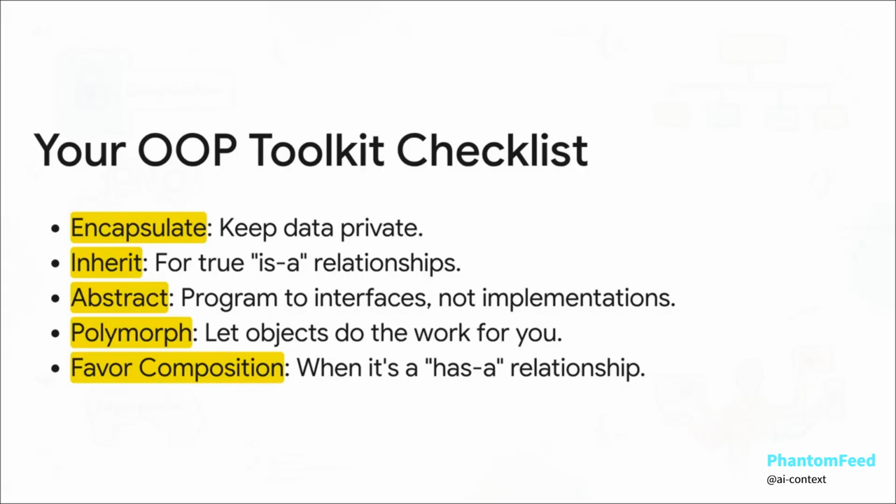So here's your final takeaway checklist. 1. Encapsulate your data. Keep it private and safe. 2. Use inheritance, but only for true is-a relationships. 3. Abstract your code. Program to interfaces, not specific implementations. 4. Let polymorphism do the heavy lifting for you. And the bonus tip: always favor composition when it's a has-a relationship.